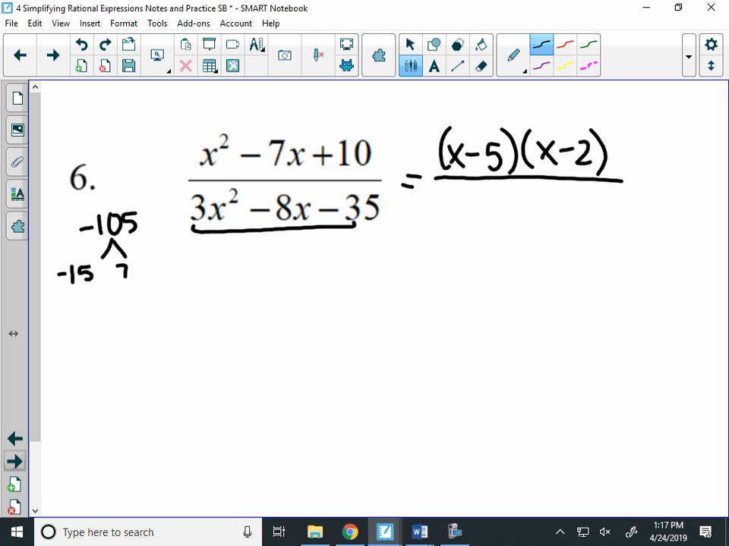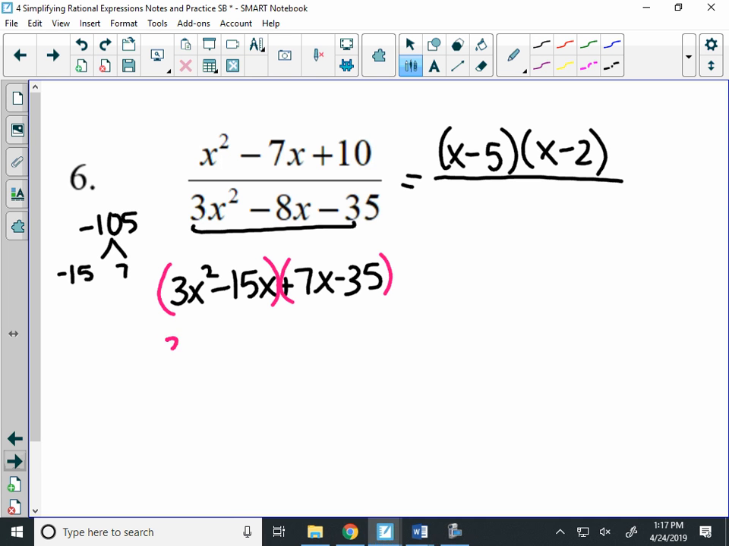Alright, so let's factor this. We're going to do split the middle here. So I have 3x squared minus 15x plus 7x minus 35. Real quick, we're almost finished. I do split the middle. I pull out a GCF of the left one of 3x times x minus 5.